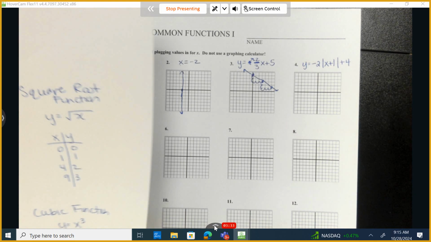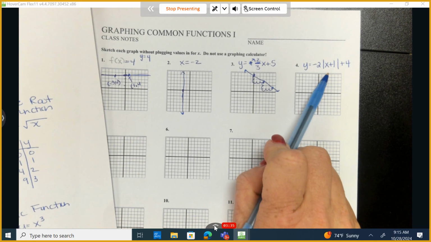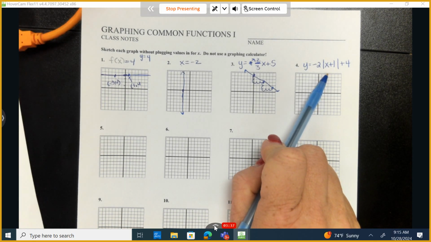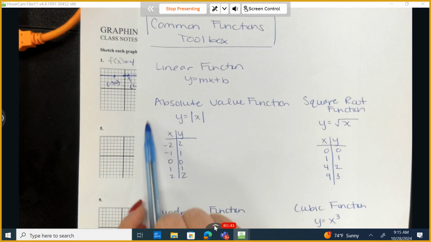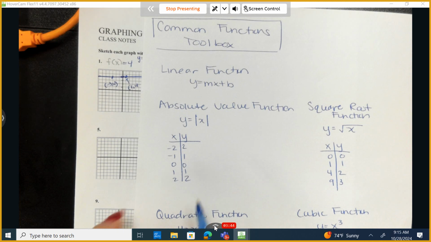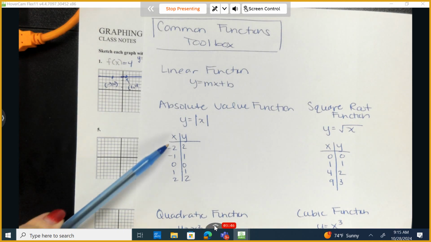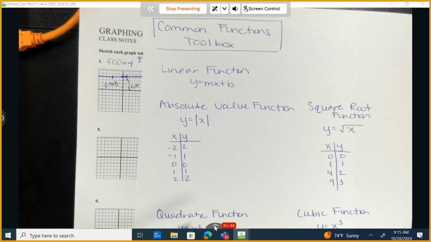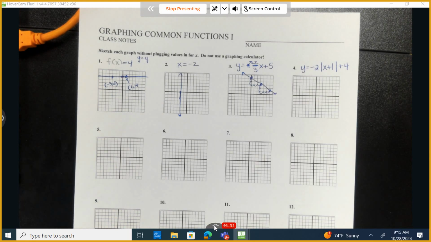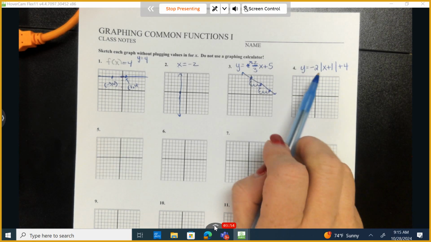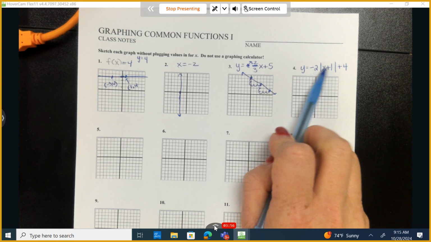Okay, so how am I going to do this? The first thing I'm going to do is identify this as being one of the special functions we're talking about. This is absolute value, and this is the most basic, called the parent function of absolute value. And so I'm going to use this list of input and output values to help me in graphing this. The first thing we need to recognize is that there is a translation here.